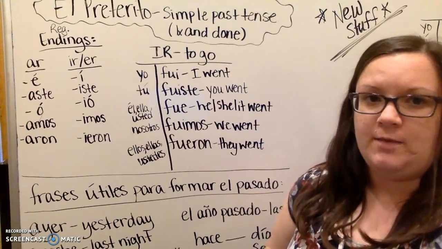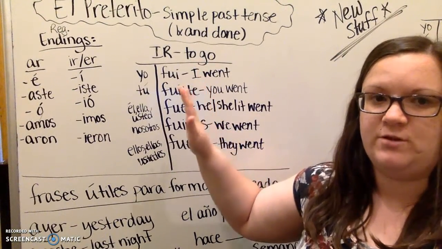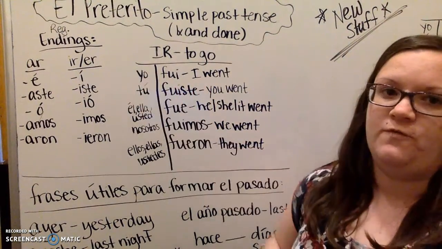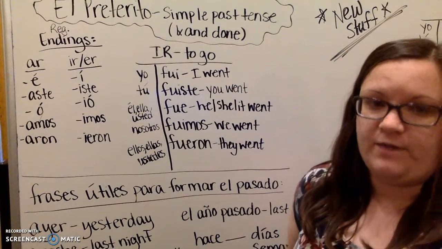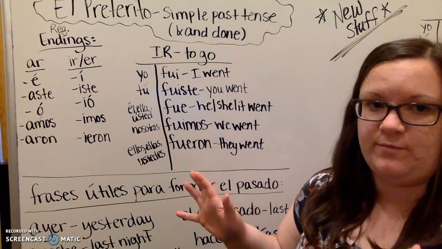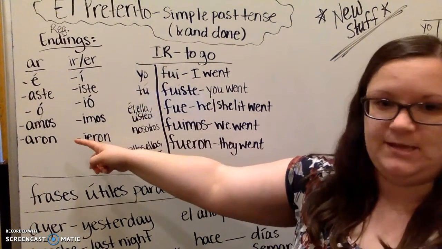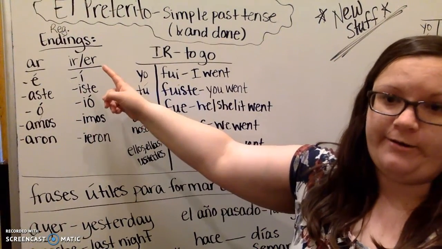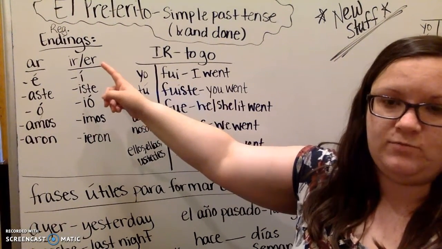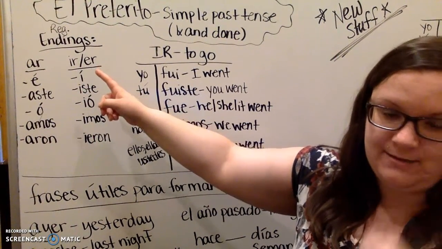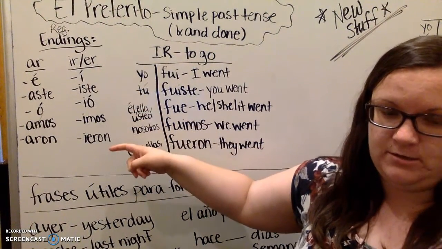So up here, I just wrote for you guys to remind you what the endings are for AR verbs and ER/IR verbs. So just so that you have them there, AR looks like these ones, and IR and ER are actually the same in the regular preterite endings. So these are your endings there.